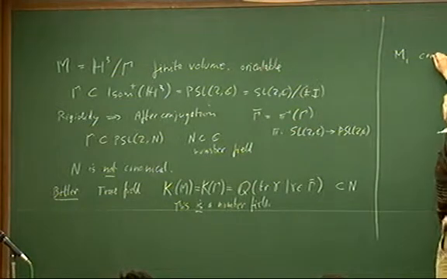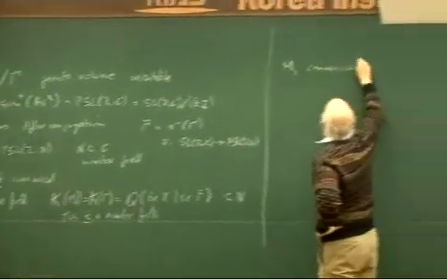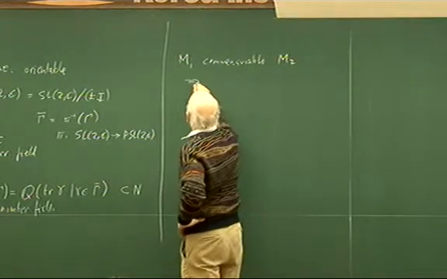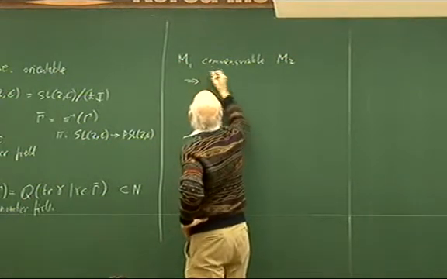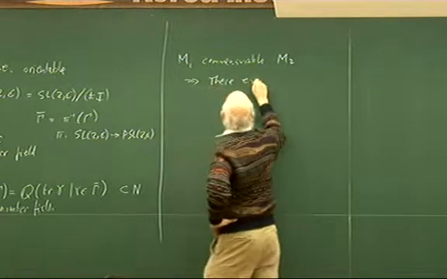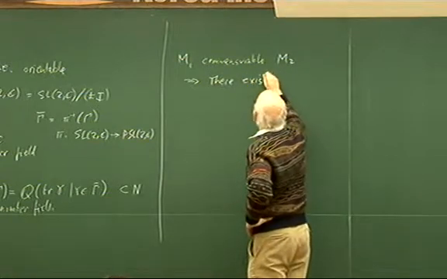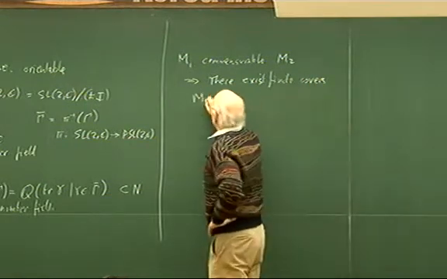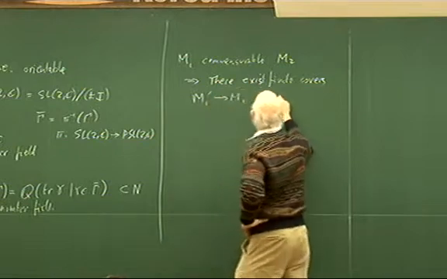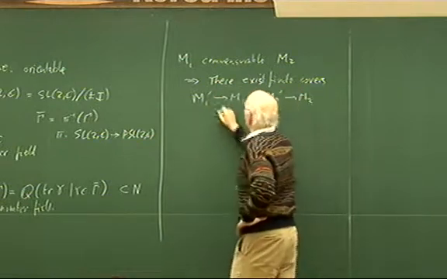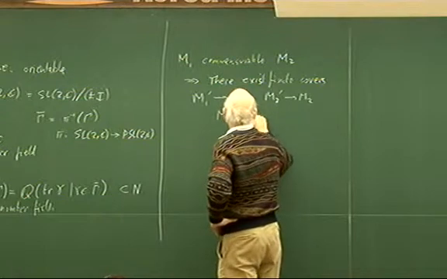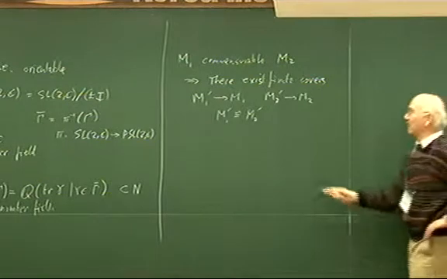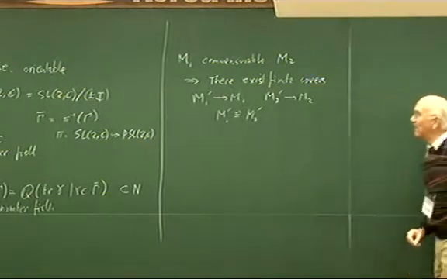So let me just remind you that when it says that M1 is commensurable with M2, this is simply defined to mean that there exist finite covers, so let's say M1 prime mapping to M1, M2 prime mapping to M2, with M1 prime and M2 prime being the same manifold, so being diffeomorphic and therefore isometric by rigidity.